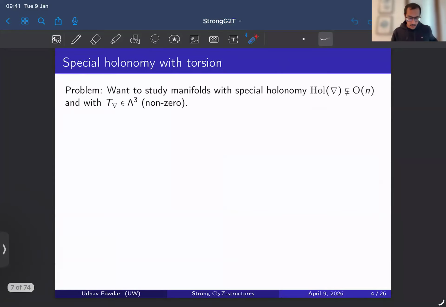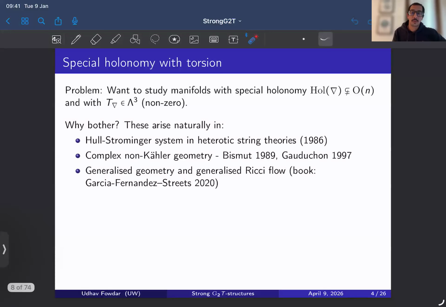Okay, so the problem we'd like to study is that of manifolds which admit connections with skew-symmetric torsion and with reduced holonomy inside O(n). The motivation for doing this is that they arise very naturally in several problems. For instance, they occur in the study of the so-called Hull-Strominger system in the context of heterotic string theory.